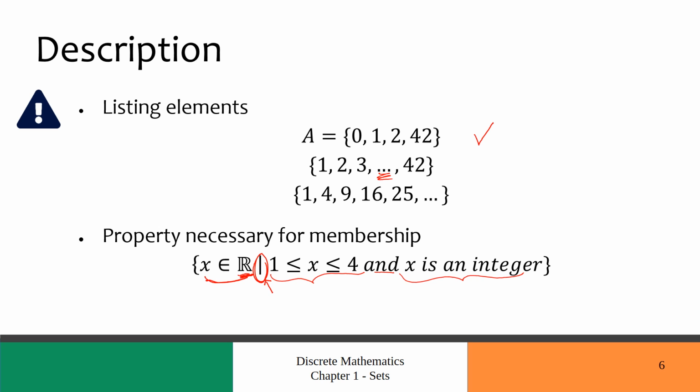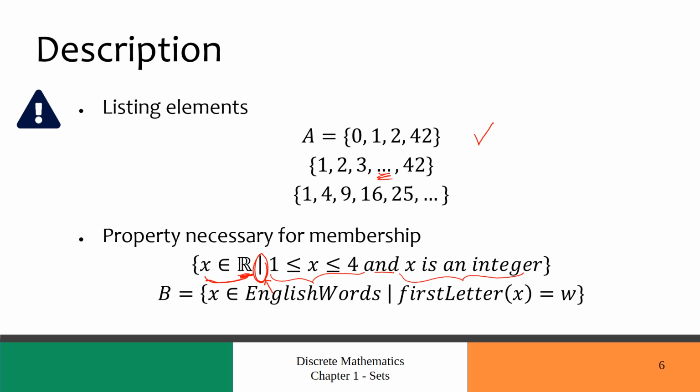You can build every set with this as long as you have one starting set and one refining property. We could imagine another set, which will be the set of all English words that starts with a W. And we will read B is the set of every English word so that their first letter is W.